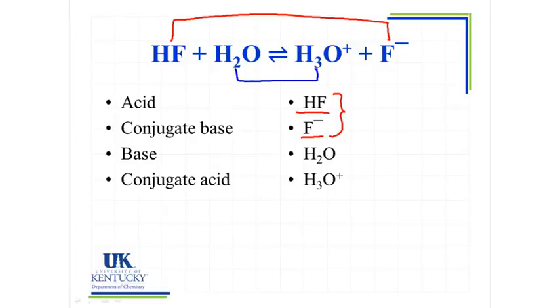Here, water is accepting a proton going from H2O to H3O plus, therefore water is acting as a base. When I look at H3O plus, it's now willing to donate a proton, and so it's behaving as an acid. And together, H2O and H3O plus make a conjugate acid-base pair because they differ by a single proton.